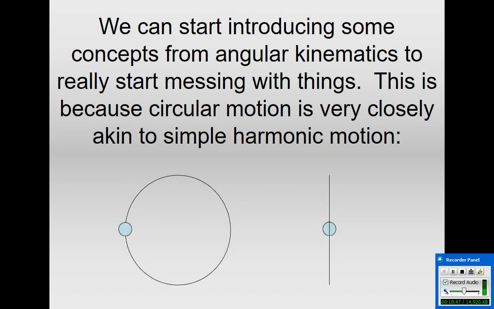We can see on the screen that the circular motion on the left, if we just look at the vertical location of the little object going around the circular path, is represented on the right by its vertical oscillations. So even qualitatively, there's definitely some similarity between circular motion and simple harmonic motion.